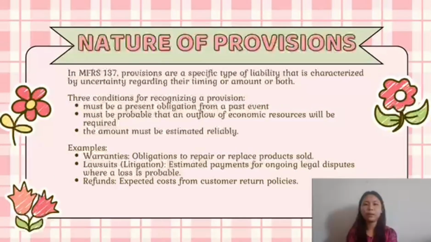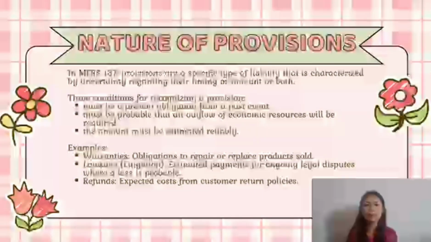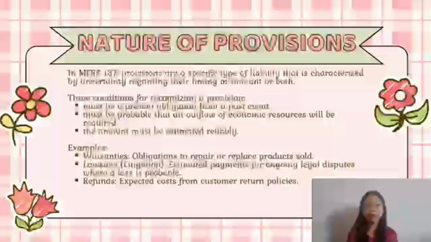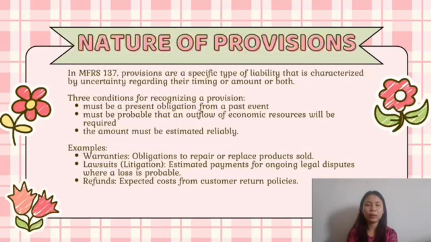I will be explaining the nature of provision, contingent liabilities, and contingent assets. First, let's look at the nature of provision. A provision is a type of liability that involves uncertainty regarding its timing or amount. However, even with this uncertainty, the obligation is still considered a present obligation arising from a past event. Therefore, it must be recognized in the financial statements.